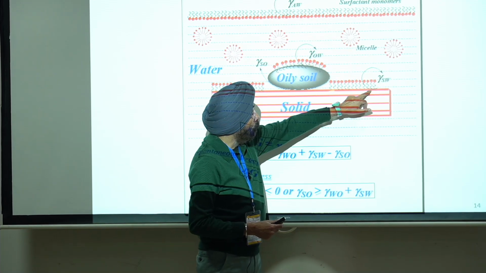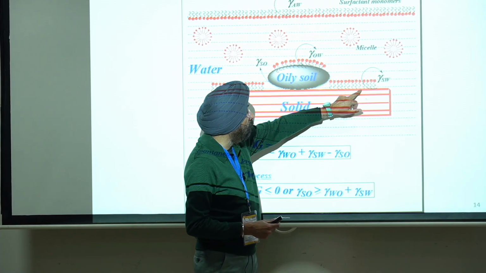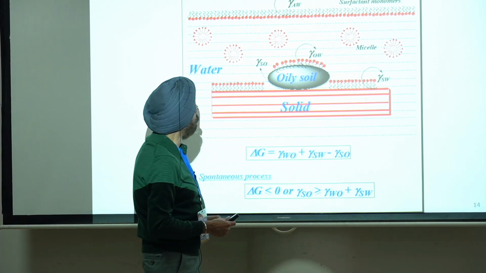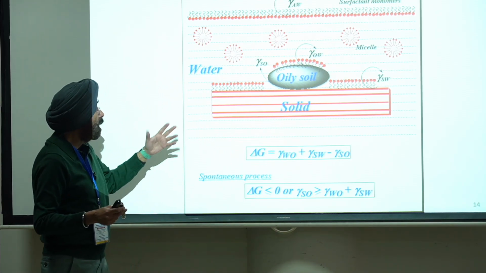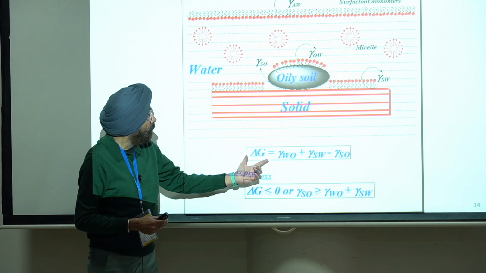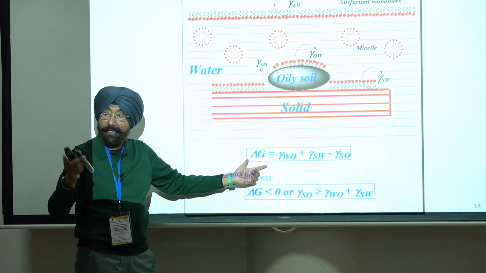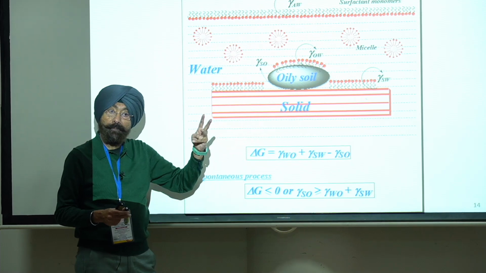Surface and water. The solid surface and water interfacial tension exists over here, that is gamma solid-water interfacial tension. How to make this spontaneous? It means that delta G of the cleaning action, when your washing machine runs, has three contributions.